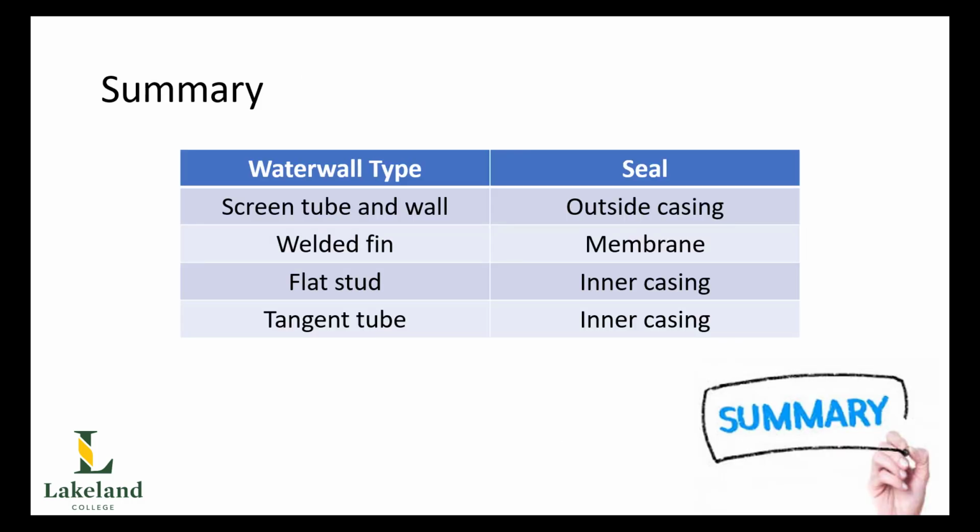So in summary, here are our 4 different types of water wall. We've got our screen tube and wall, our welded fin, otherwise known as a membrane, which could also be fully studded membrane, and then we have our tangent tube. So you need to know, as I said earlier, whether it's an inside, outside casing, or it's a membrane. So our screen tube and wall uses an outside casing, the welded fin, otherwise known as a membrane wall, or a fully studded membrane wall, has the wall itself as the gas seal. The flat stud uses an inner casing, and the tangent tube uses an inner casing.